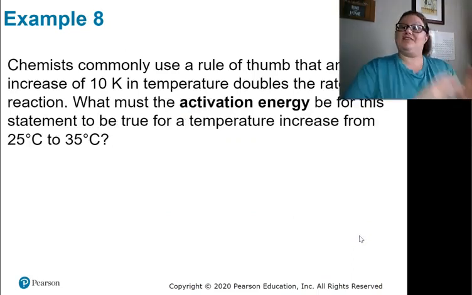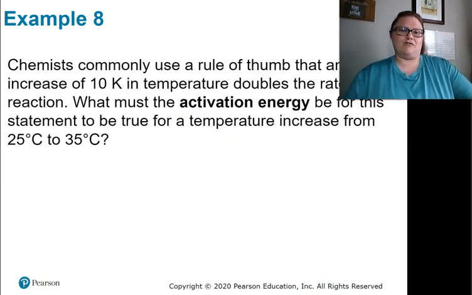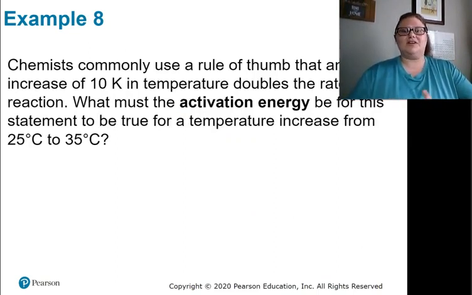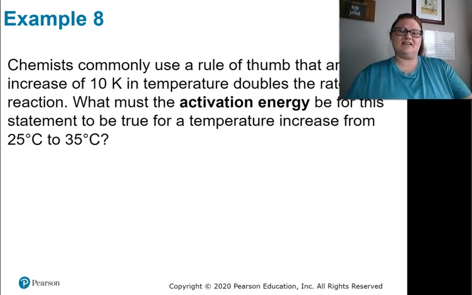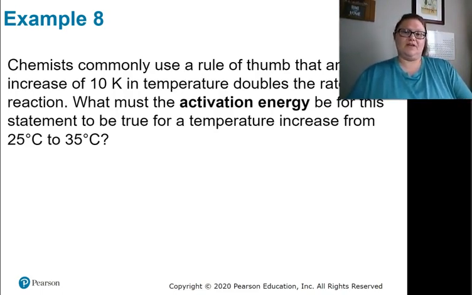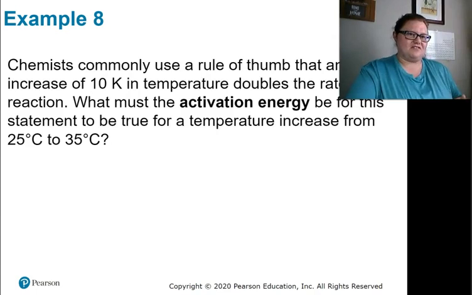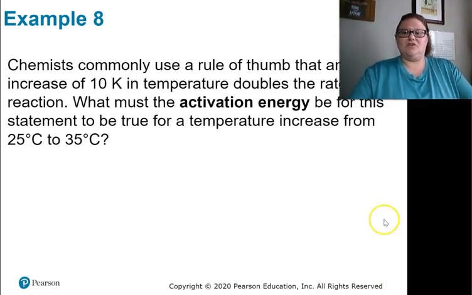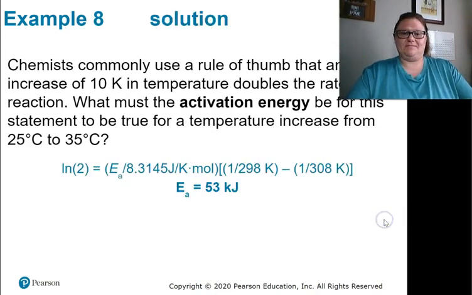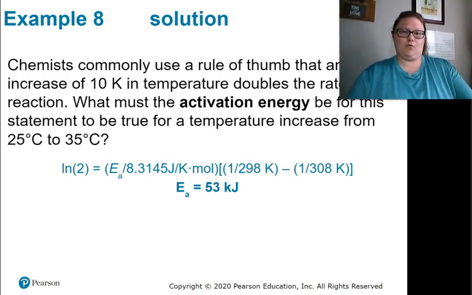Here's an example of using that previous linear form of our Arrhenius equation. Chemists commonly use a rule of thumb that an increase of 10 Kelvin in temperature will double the rate of a reaction. What must the activation energy be for this statement to be true if the temperature increases from 25 to 35 degrees C? All right, now hold on. You gave me Kelvin, but now you're asking me to think about Celsius changing, and then you want me to give you activation energy? Okay. We're just going to take the information as it's given and plug it into the linear form.